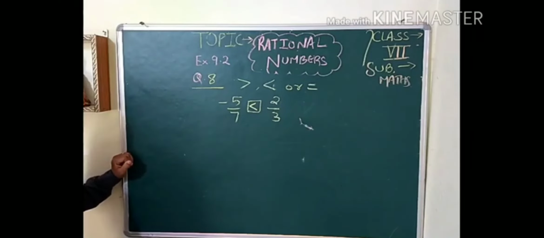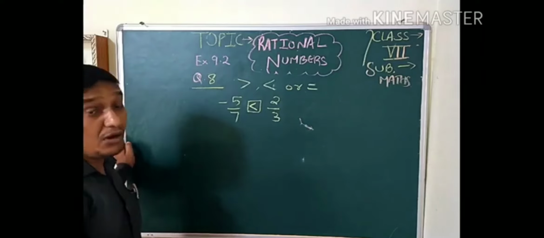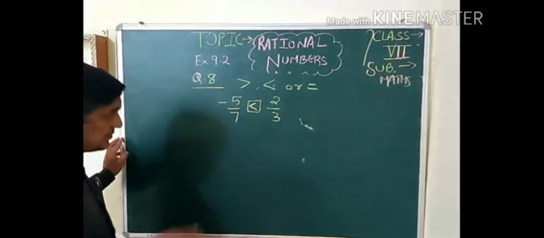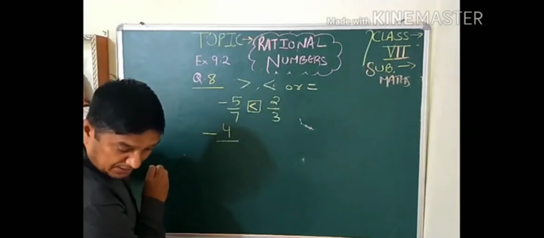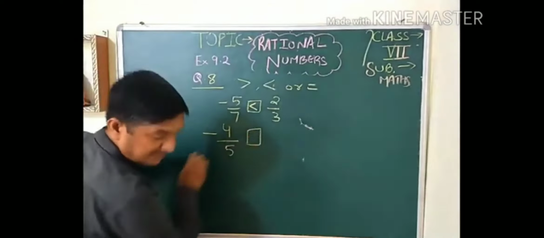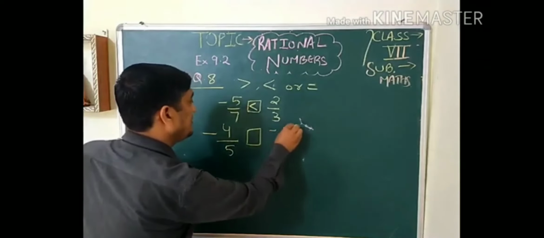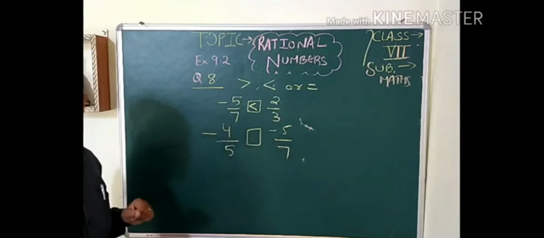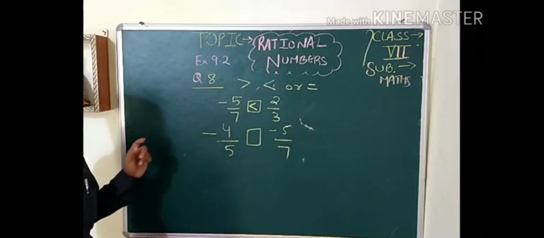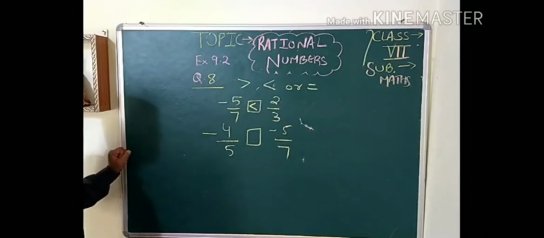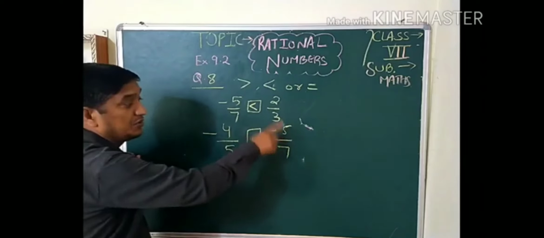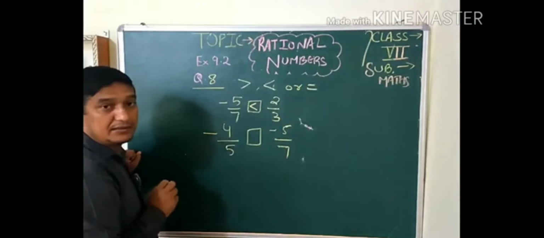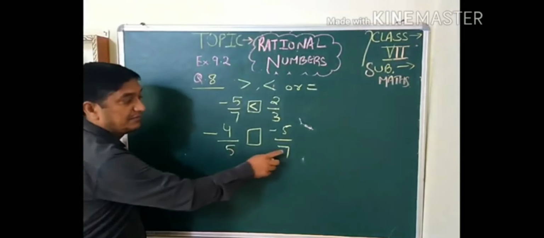All negative integers are smaller than positive integers or 0. Next is minus 4 upon 5 box minus 5 upon 7. Now children, here we have a negative and this is also a negative rational number. Here we have a difficulty. We can't say directly. For that, what will we do? We will bring these rational numbers into like rational numbers, with the same denominator. For that, I will take the LCM of 5 and 7.